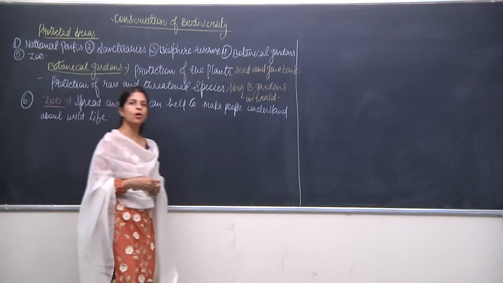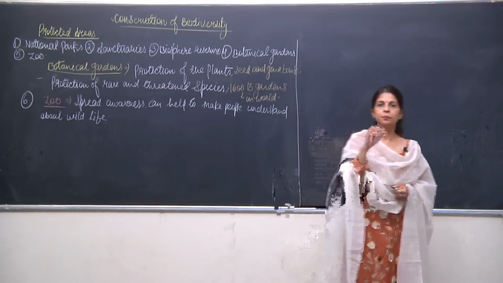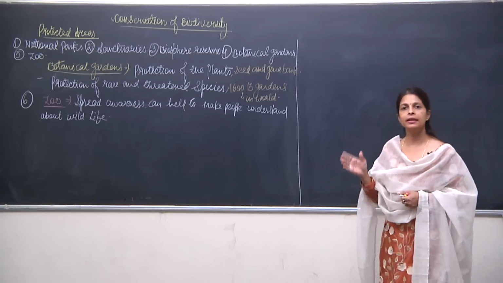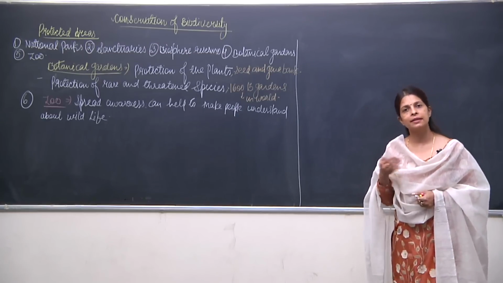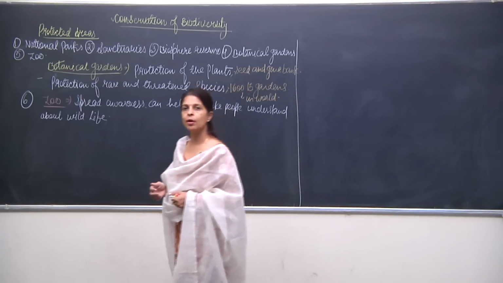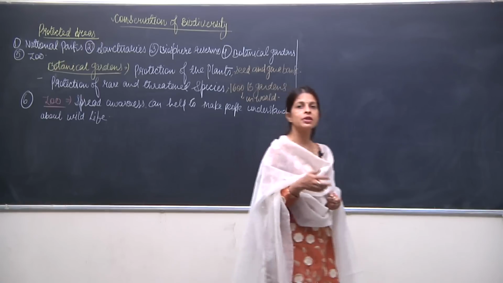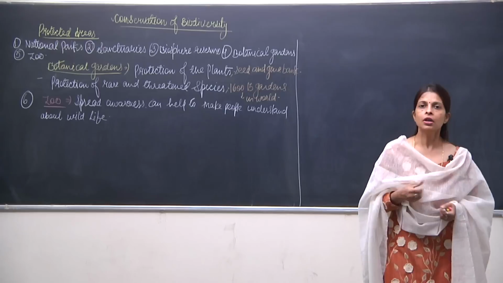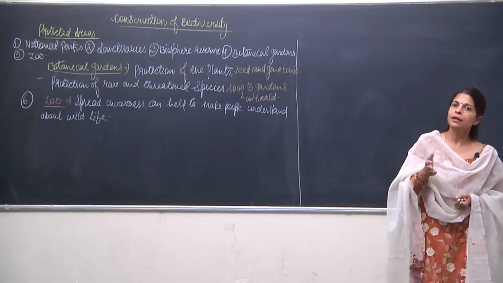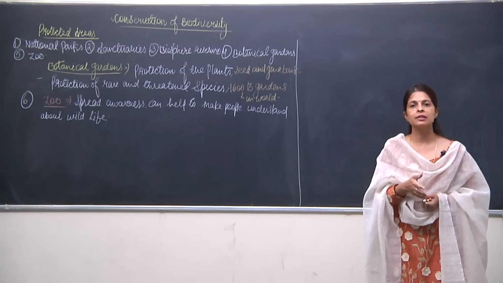So this is how all these protected areas help the government to take care of all the endangered species, maybe plants and animals. If we talk purely of India also, there are many species which have become endangered, which are threatened species. Even plants have come under the category of threatened species.